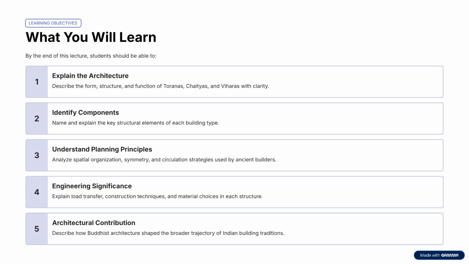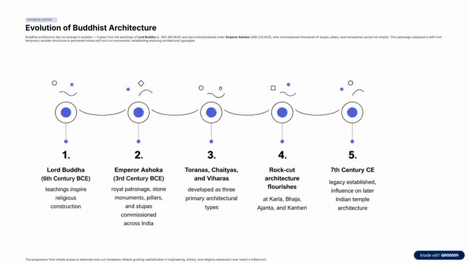Finally, we will discuss how Buddhist architecture influenced later Indian architectural traditions and contributed significantly to the development of civil engineering and monumental construction. Buddhist architecture developed from the teachings of Lord Buddha, who lived during the 6th century BCE. After Buddhism spread across India, Emperor Ashoka became its greatest patron and commissioned thousands of stupas, monasteries, and stone pillars. This royal support encouraged a shift from temporary wooden buildings to permanent stone and rock-cut monuments. Over several centuries, Buddhist architecture evolved from simple structures into large, sophisticated religious complexes. These monuments reflect advances in engineering, artistic craftsmanship, and construction technology, while preserving Buddhist philosophy and serving as centers for worship, education, and community life.